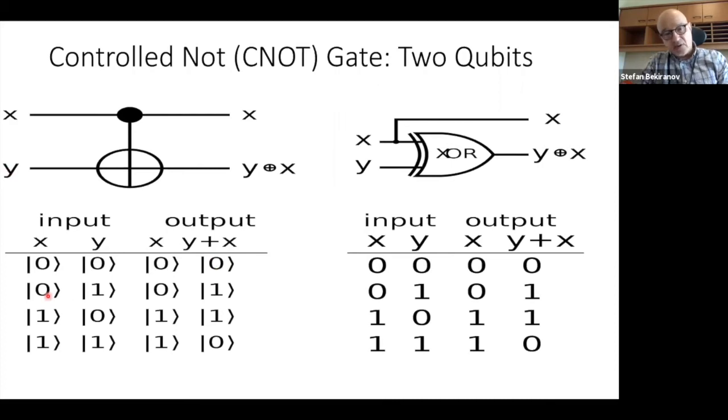When X is 0 and Y is 1, Y remains 1. But now let's say X is 1. That now flips the qubit Y state. So if X is 1 and Y is 0, then it gets flipped to 1. Conversely, when the qubit X is 1, the Y qubit state gets flipped from 1 to 0. So it's a controlled NOT. There's a NOT on the Y, but it's controlled by the X. Any questions?